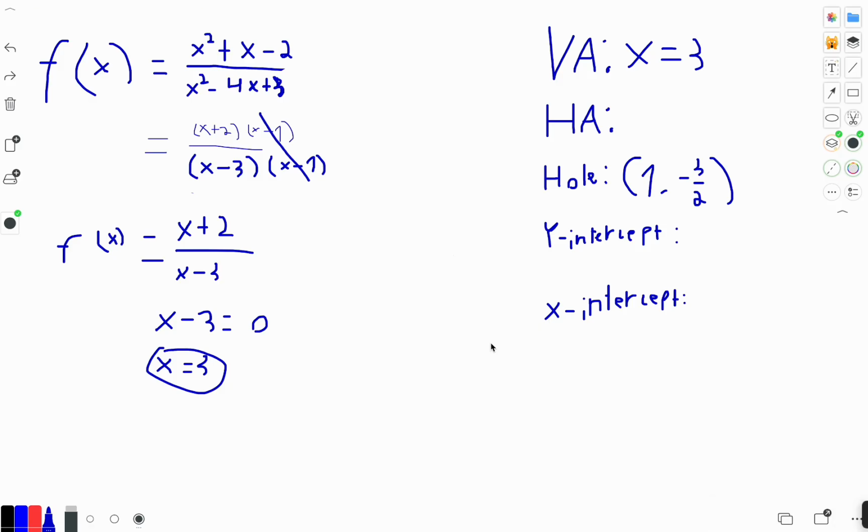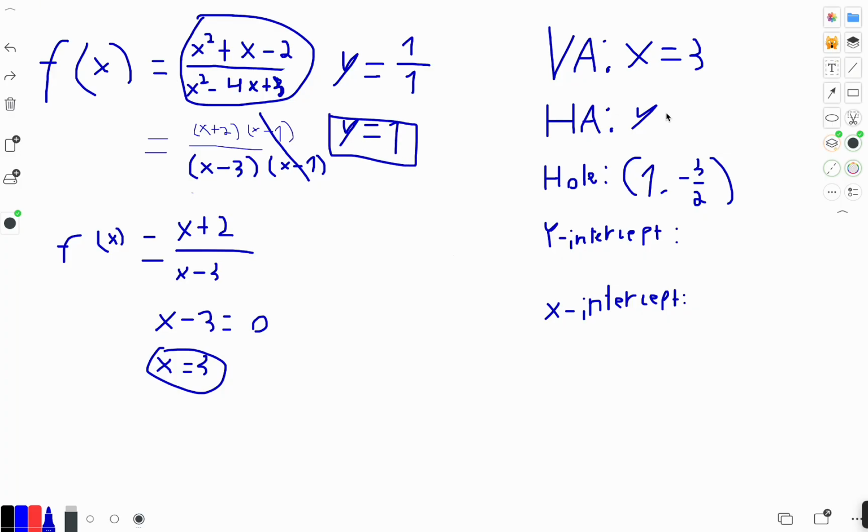Now our horizontal asymptote will depend on the degree of the numerator and the denominator. So since the degree of the numerator and the denominator is the same, it's 2, we're looking at this equation for the horizontal asymptote. Since it is the same, y is going to equal the leading coefficient of the numerator, which is 1, divided by the leading coefficient of the denominator, which is also 1. So the equation for our horizontal asymptote is just y is equal to 1. Very simple. Y equal to 1.